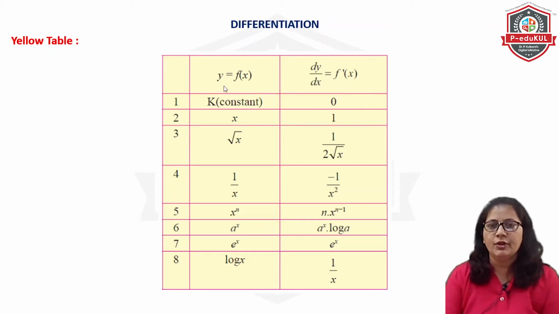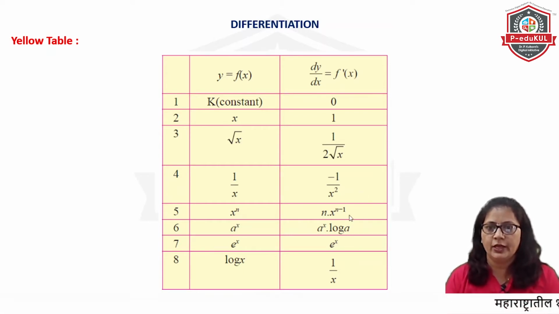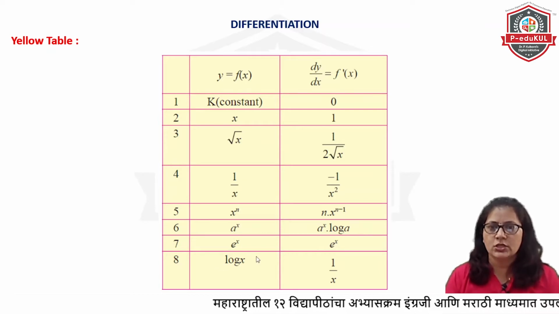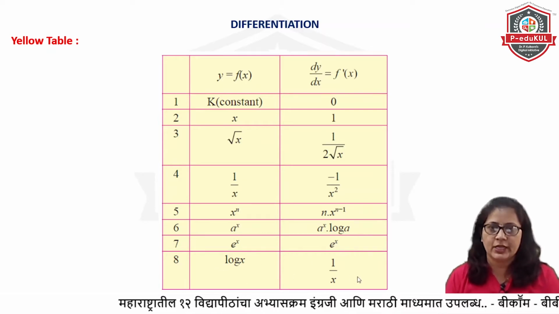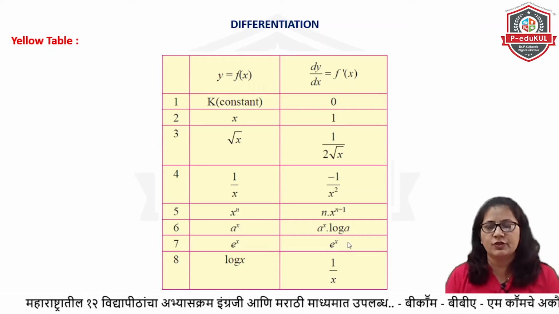So just see, if my function is y equal to f(x), meaning my function is given in x, then my first order derivative, f'(x), will be 0 for a constant. For x it will be 1. For root x it will be 1 upon 2 root x. For 1 upon x it will be minus 1 upon x square. For x raised to n it will be n into x raised to n minus 1. Then for a raised to x it is a raised to x log a, for e raised to x it is e raised to x, and for log x it is 1 upon x. So these are a few general formulae which we are discussing.